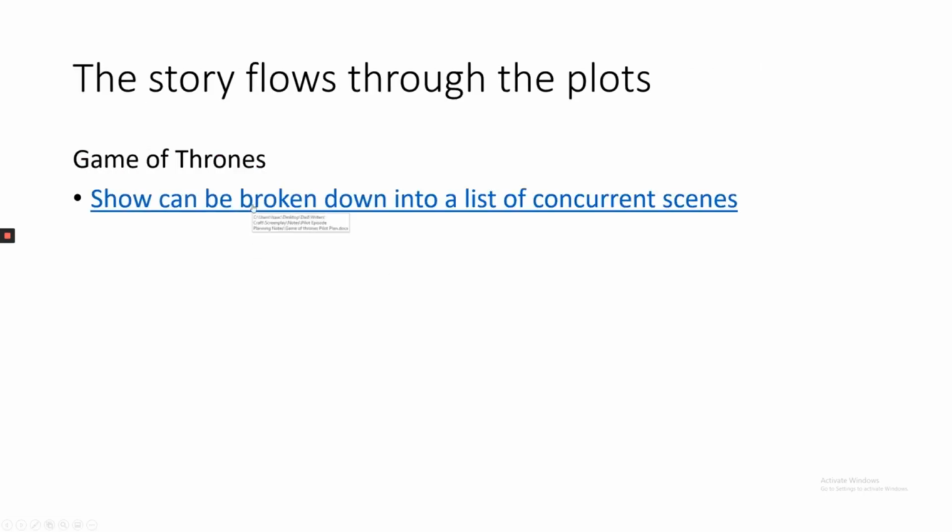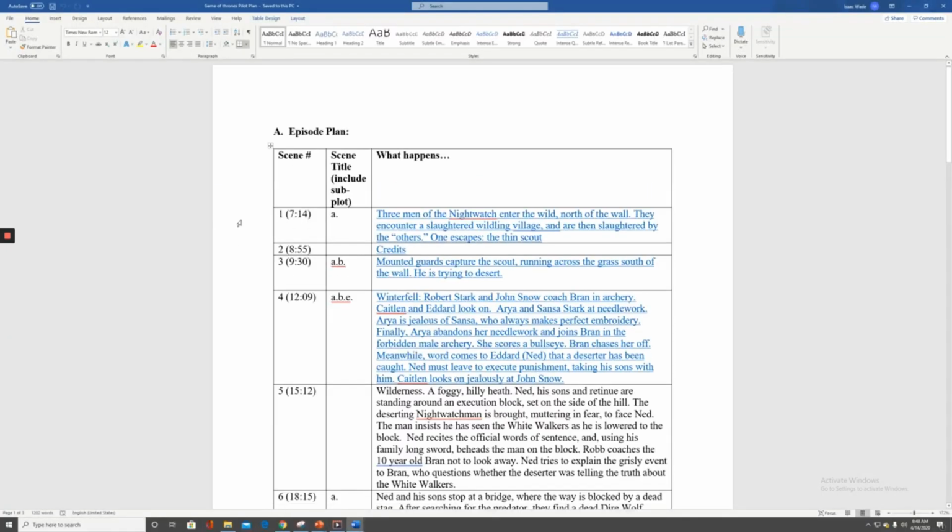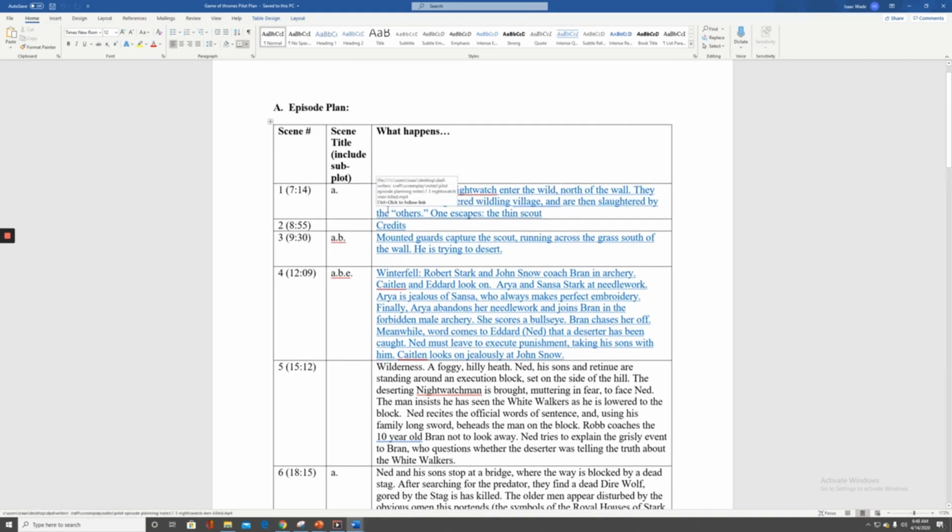So I think that a show can be broken down into a list of concurrent scenes. So if you take a look at the Game of Thrones, for example, it begins with one plot. The plot that we're looking at here is the plot dealing with the Night Watch north of the Wall in the Northland north of Winterfell. The Night Watch enters the wild north of the Wall. They encounter a slaughtered wildling village and then are killed by the others. Then there's credits, and then right away, with the third and fourth scenes, the other plots are engaged.